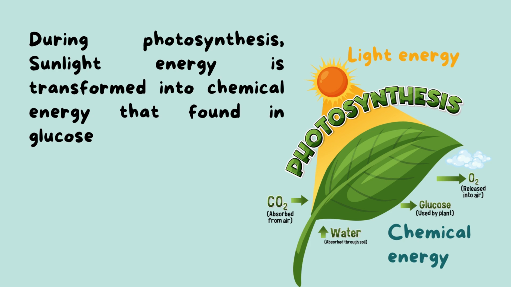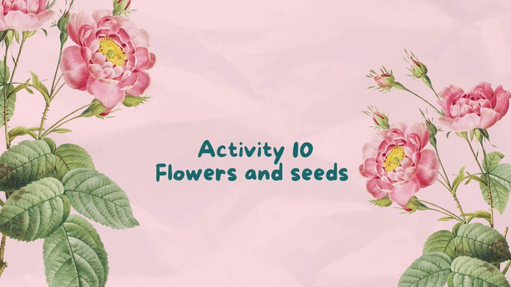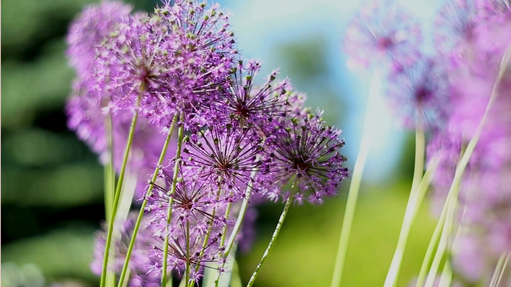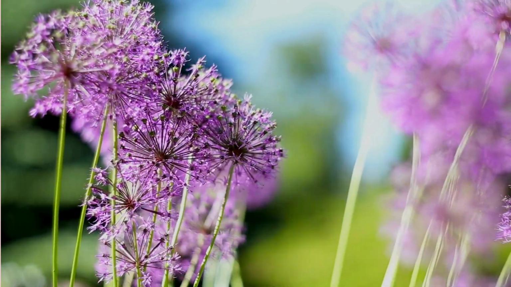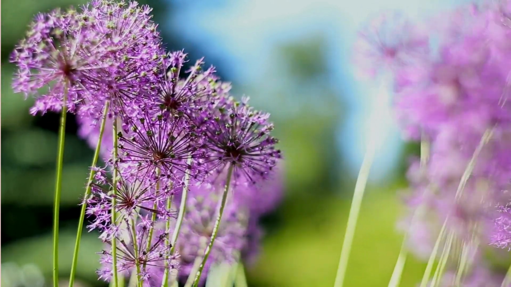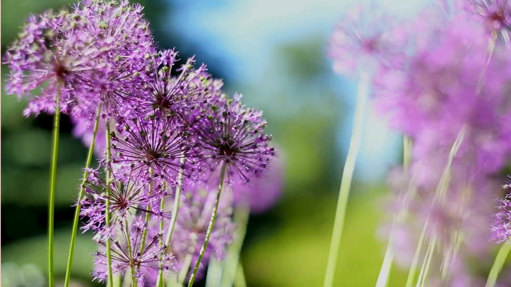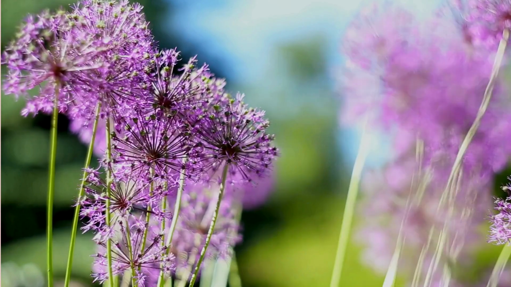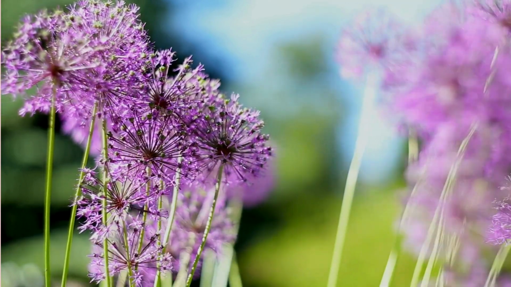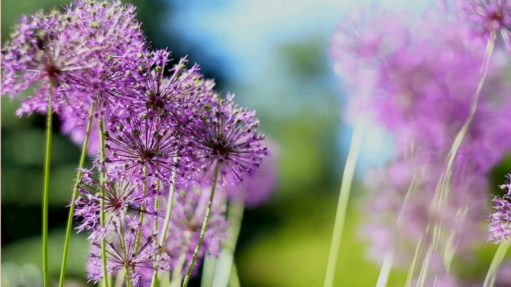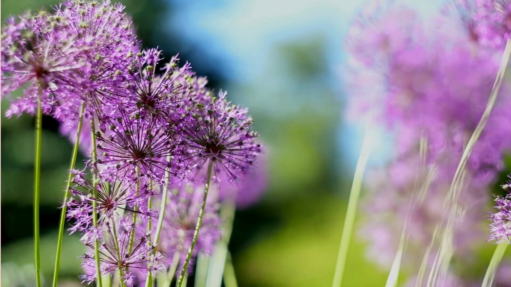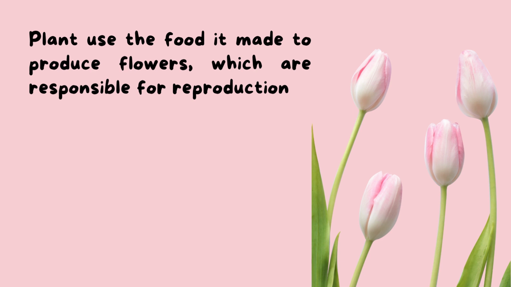And now we will go to activity 10, flowers and seeds. And flowers are another part of the plant, and we will know the function of the flowers. Okay, as you see here, these beautiful flowers, and flowers have different shapes and different colors, okay, different sizes. As the plant uses the food it made to produce flowers. Okay, so the flowers are produced from the food that the plant made.